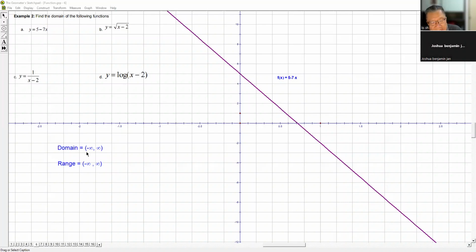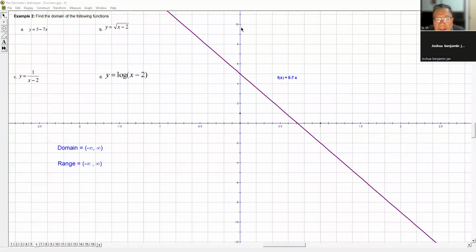And infinity is not a fixed number, so you cannot say it is equal to infinity. So you use a round bracket. Here also you use a round bracket because it does not include something which is unknown, infinity. Okay, so we look at the range.